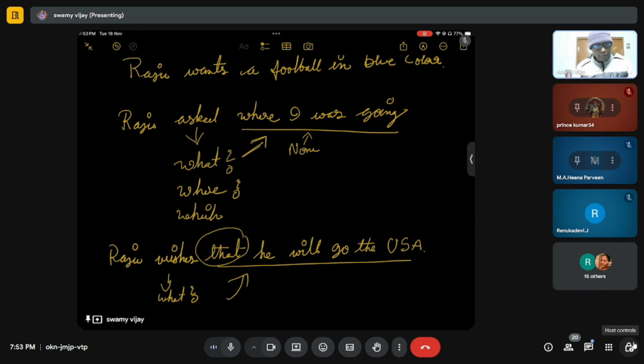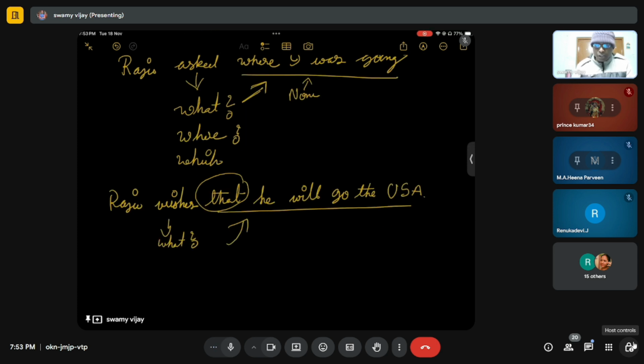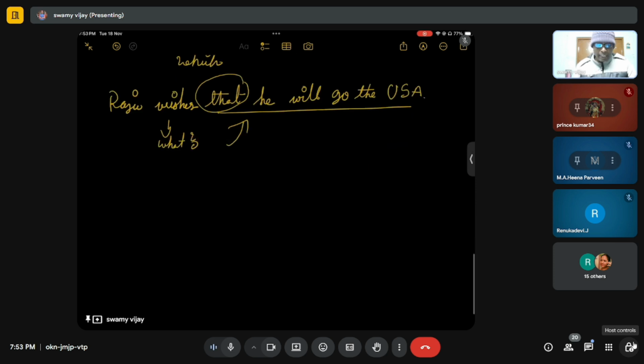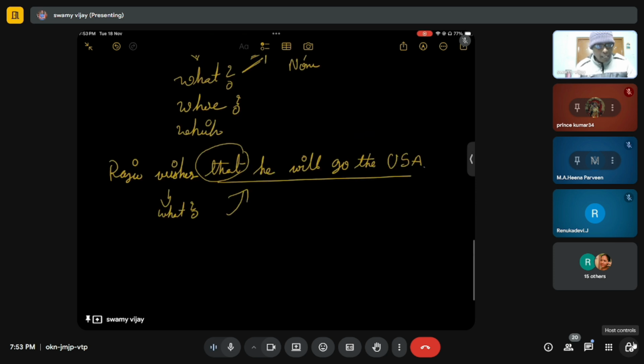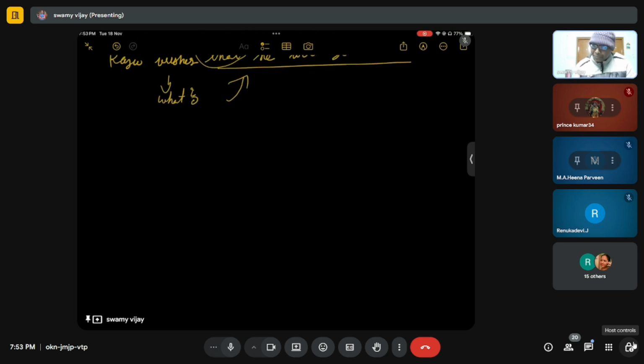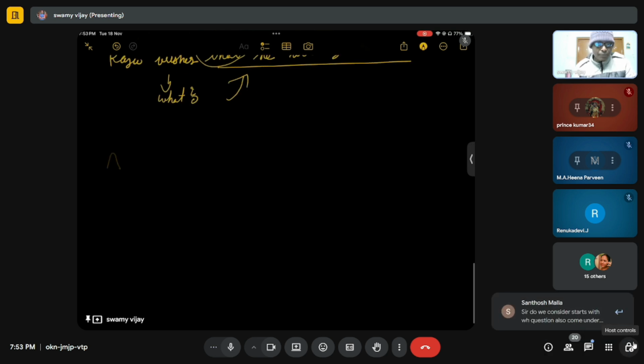So be very careful. To identify the noun clause, we need to ask the question what to the verb. 90%. I cannot say 100%. Without practice you cannot find out. 90% the clause is a noun clause. Okay. Let us go to the next one. So what we have to do, we have to ask this question to the verb. Next one we'll find out adjective clause.